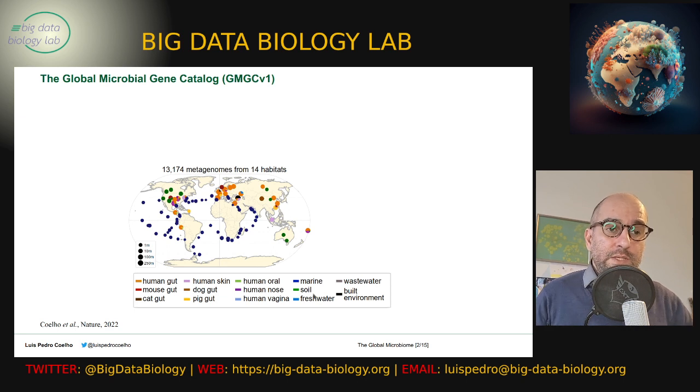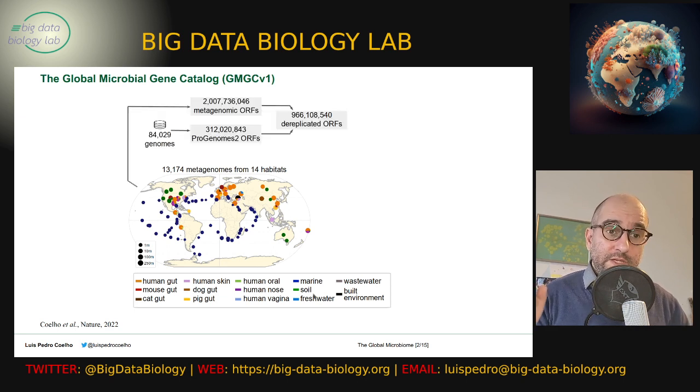We took these, and the first thing we did was use NGLess for this, so you can check that tutorial. We used MEGAHIT through NGLess to assemble, and then we predicted open reading frames, so potential genes in these contigs, and we ended up with about 2 billion of these ORFs, and we added the data from ProGenomes 2. In the meanwhile, ProGenomes 3 is out, and the number of genomes has gone up by more than a factor of 10, but at the time we had ProGenomes 2.